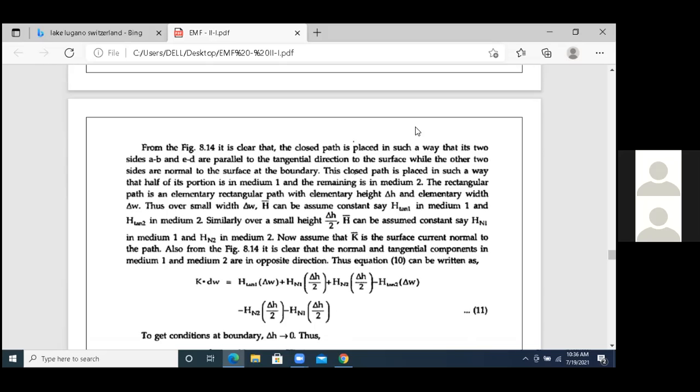Now assume that K is the surface current normal to the path. Okay, that's kind of self-explanatory.